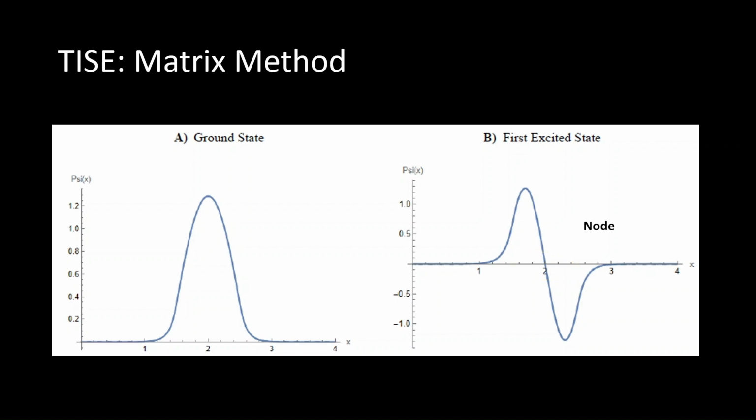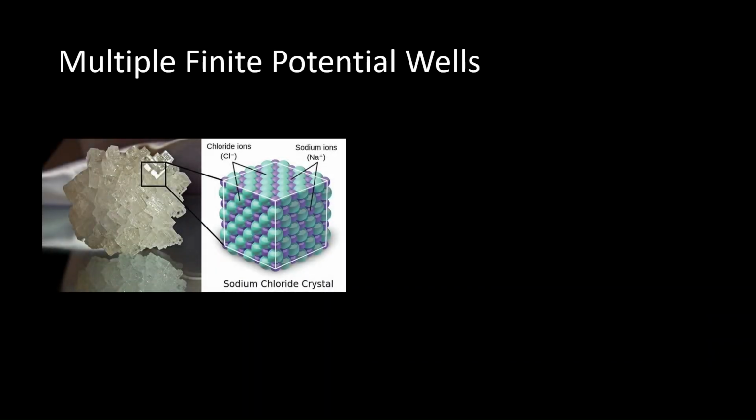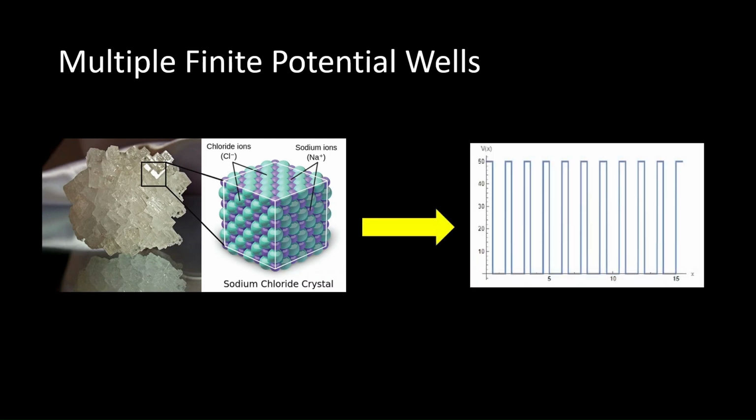In a solid, atoms are arranged in a periodic lattice. Each atom acts as a potential well for electrons. Thus, we can expand the single finite potential well to many of such wells so that we can study how electrons move through the lattice, leading to fundamental concepts in solid-state physics. First, we define 10 equally spaced, periodic, finite potential wells as shown.